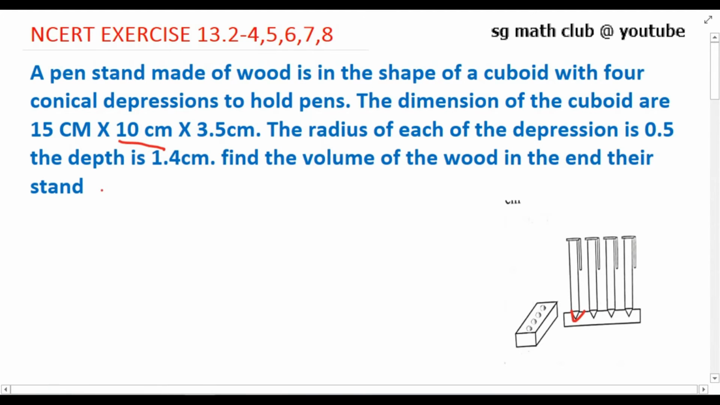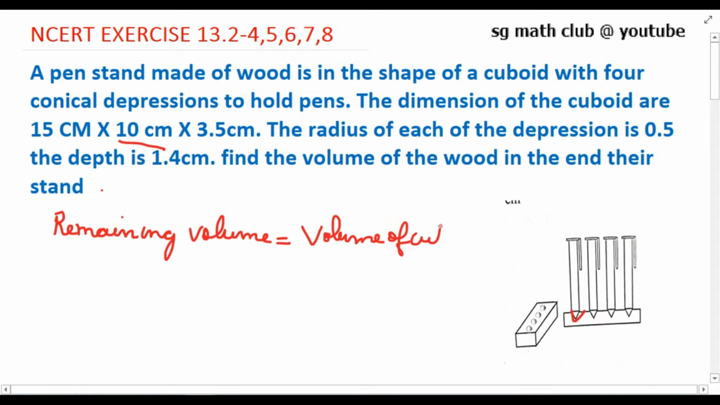So we can see here the remaining volume of the box, or the volume of the wood, will be equal to the volume of the cuboid minus the volume of 4 conical depressions. So volume of cuboid minus 4 into the volume of a cone.